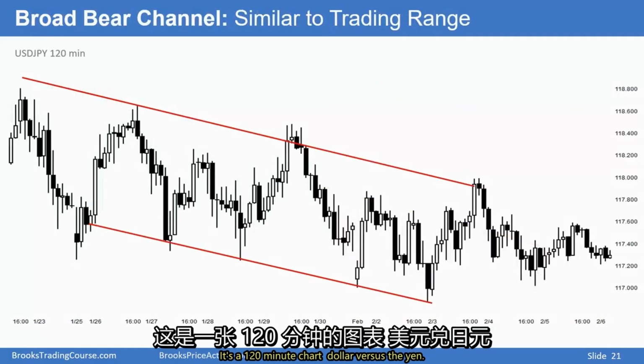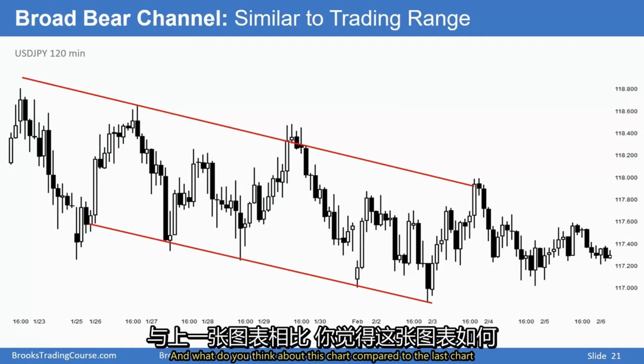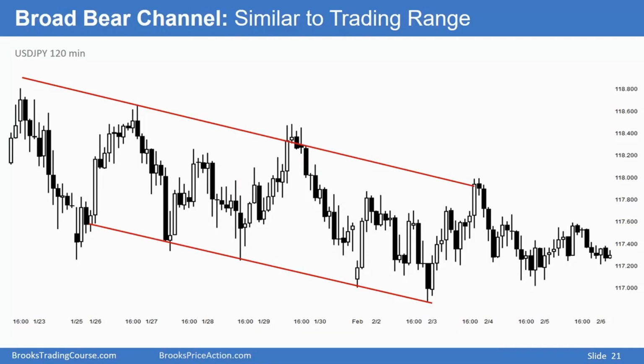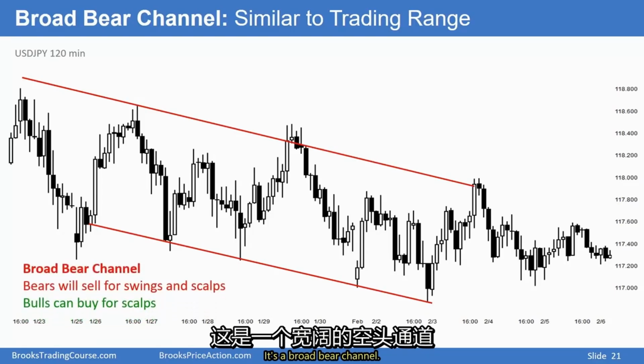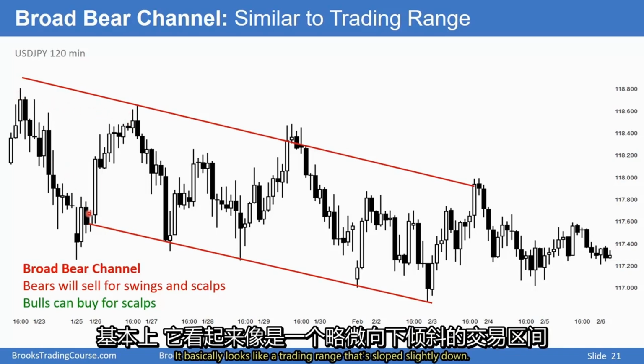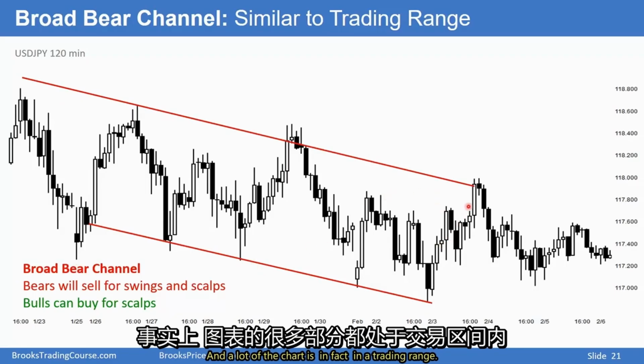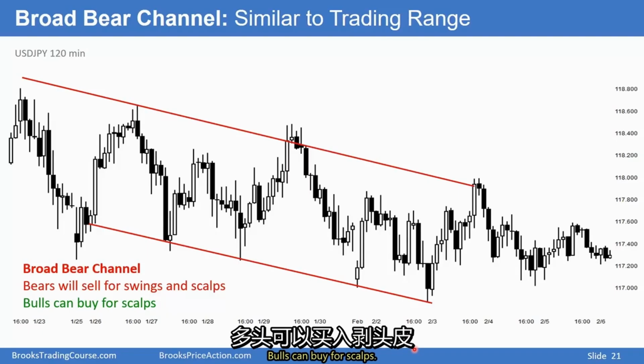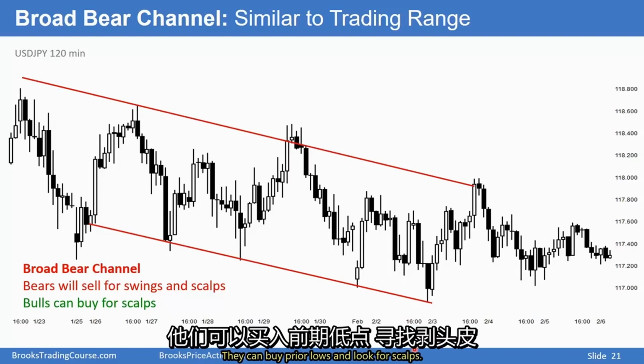Take a look at this chart. It's a 120-minute chart, dollar versus the yen. And what do you think about this chart compared to the last chart? It's a broad bear channel. The pullbacks last many bars and they retrace much of the prior bear leg. It basically looks like a trading range that sloped slightly down, and a lot of the chart is, in fact, in a trading range. Bulls can buy for scalps. They can buy reversals up, they can buy prior lows and look for scalps.